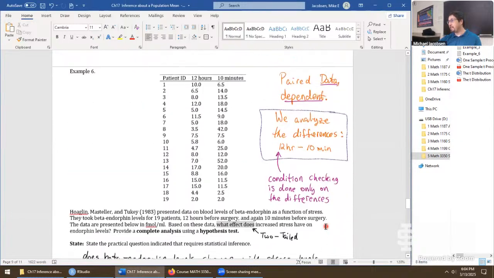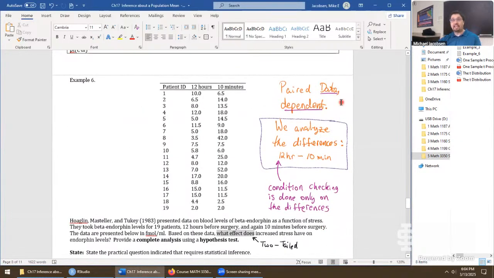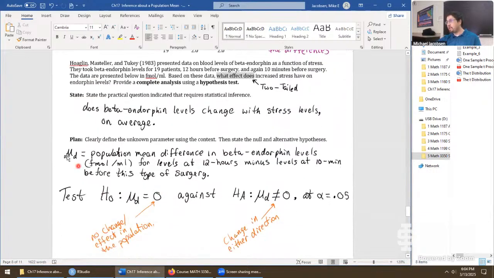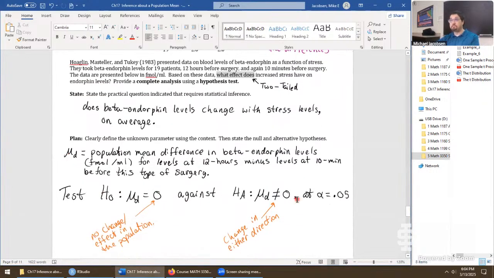For example, this is paired dependent data. So we have slightly different methods there, slightly different methods for the test statistic. But a lot of the other stuff, like the interpretation, setting up the parameter, setting up hypotheses, is entirely similar kind of stuff. So let's remind ourselves what we did in this problem.